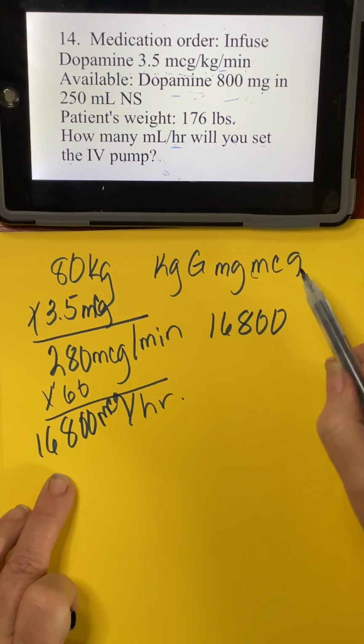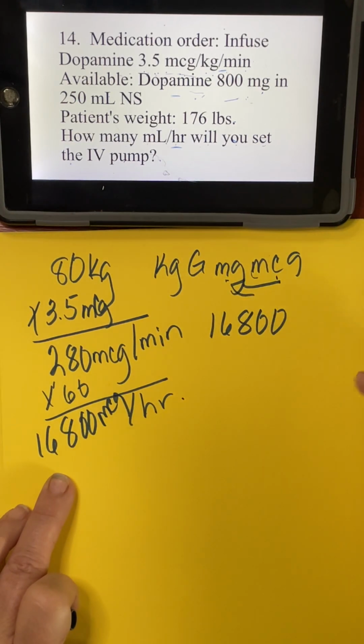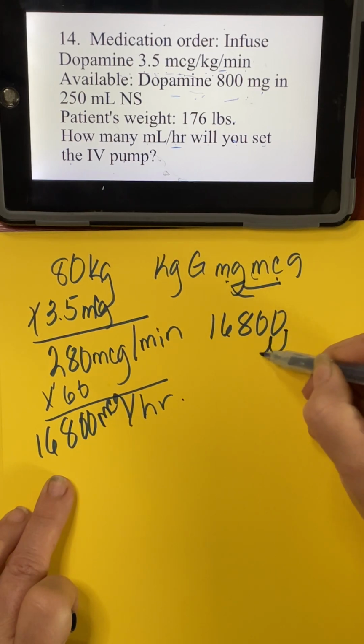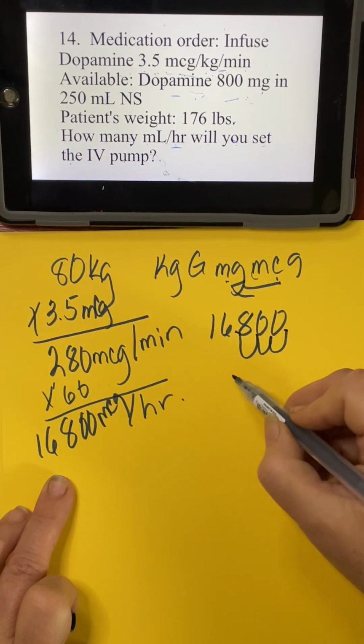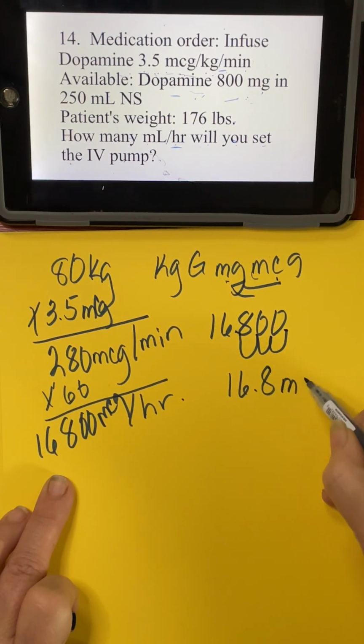16,800. If we're going from micrograms to milligrams, we got to move the decimal to the left 3 places. And it's understood to be at the back of this whole number. So I'm going to grab it and go 1, 2, 3. I'm going to put it right there. So our new dose ordered is 16.8 milligrams.